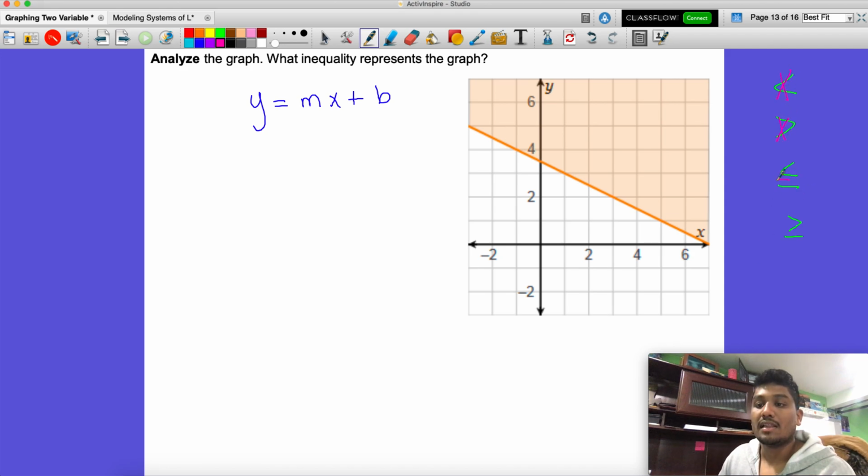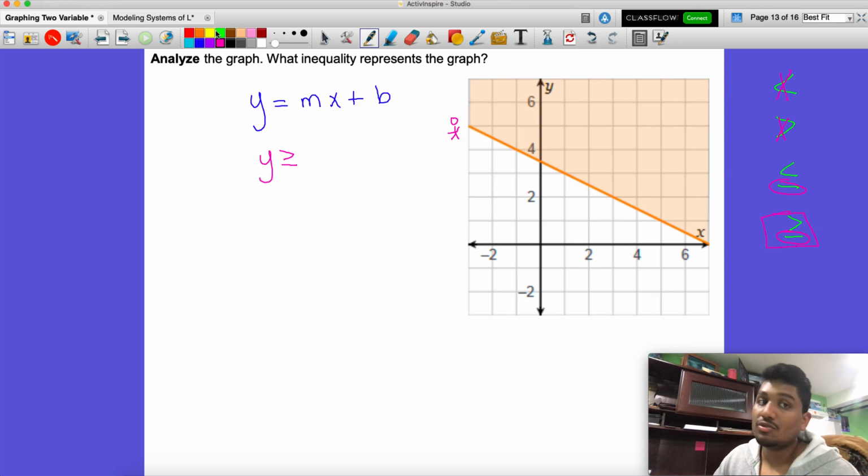A solid line will always have this or equal to symbol at the bottom, and then if we're starting from the left, he's going down, down, down, and where is it being shaded? As he's going down this slide, above is being shaded, above implying a greater than. So this is easily going to be y is greater than or equal to, our slope.